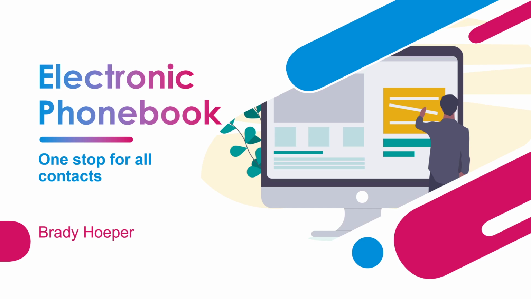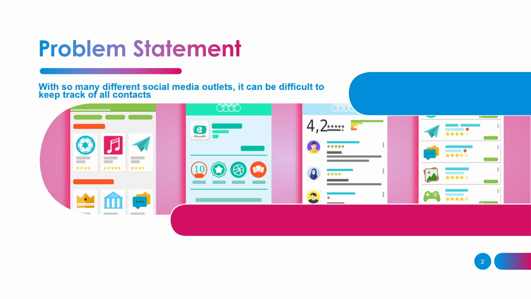So, my project is the electronic phone book, a one-stop for all contacts by Brady Hoeper. So, the problem statement is in today's world, we have so many different apps, so many different outlets, so many different places to keep up with friends, coworkers, and so on, family members. There's so many different people that we talk to, and there's so many different ways that we talk to people. We have our cell phones, so text messages. There's even iMessage. You could be FaceTiming people. You have email. There's Google messaging service, Facebook messaging service, and on and on and on.